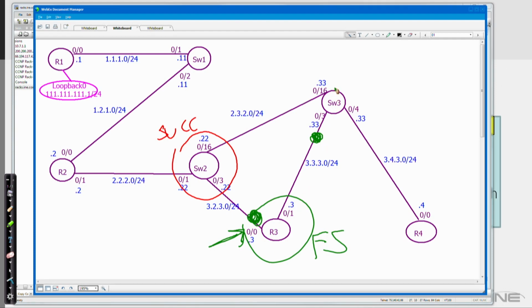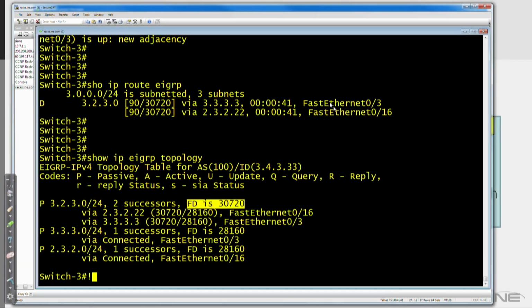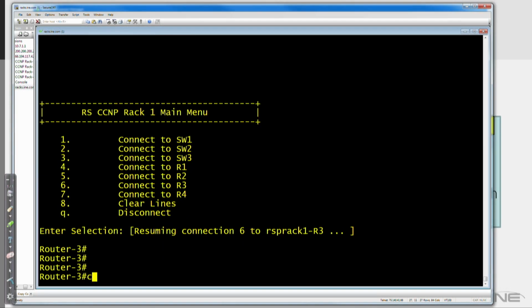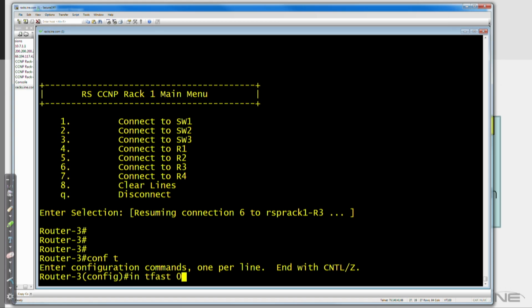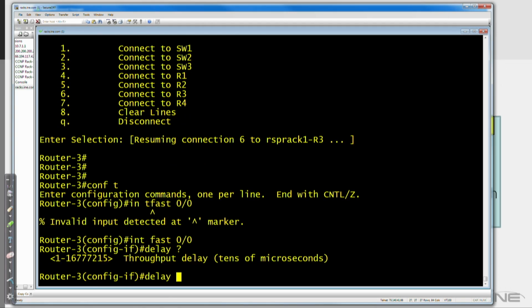And so then switch 3 should say, oh, you guys aren't the same anymore. All right, so now I'm going to have switch 2 be my successor. And router 3, I'll keep you in my topology table, but you're going to be a feasible successor. So let's do that. On router 3, let's change interface FastEthernet 0/0. And I'll say delay.